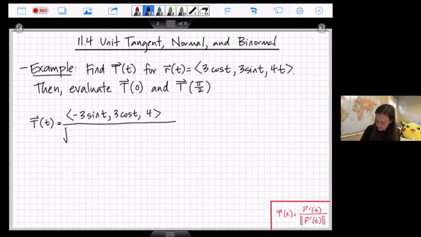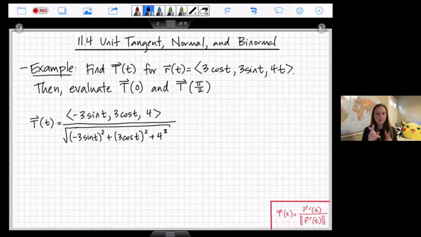Okay, so I'm going to take the magnitude of what I got on top. It's going to be a very big square root. I'm going to expand it as we go. All right, so I'm going to take negative 3 sine t, square it, 3 cosine t, square it, and 4 squared. And then make sure all of that lives underneath the radical and that you're adding between those squares. All right, so the top is largely done.